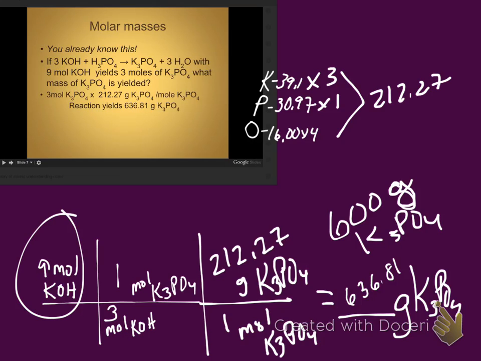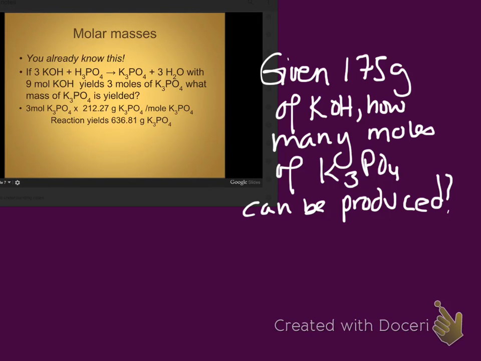Okay, so you've done mole to mole. Now you've done mole to mass. What do you think's next? Mass to mole. We're going to turn this on its head. Okay, so given 175 grams of potassium hydroxide, how many moles of potassium phosphate can we make?